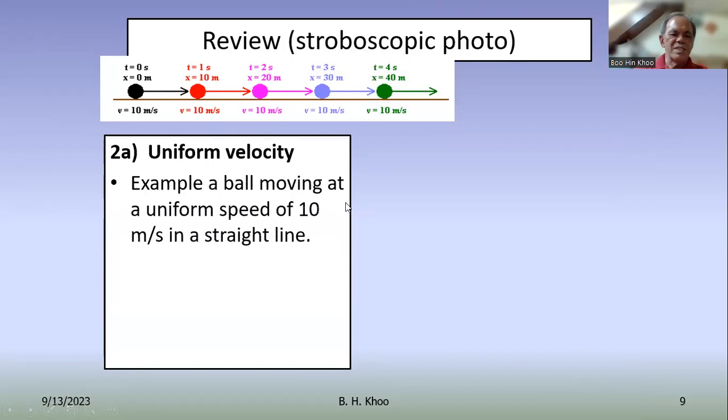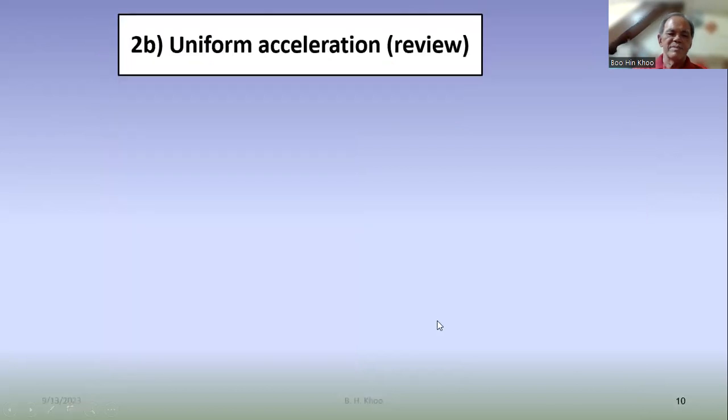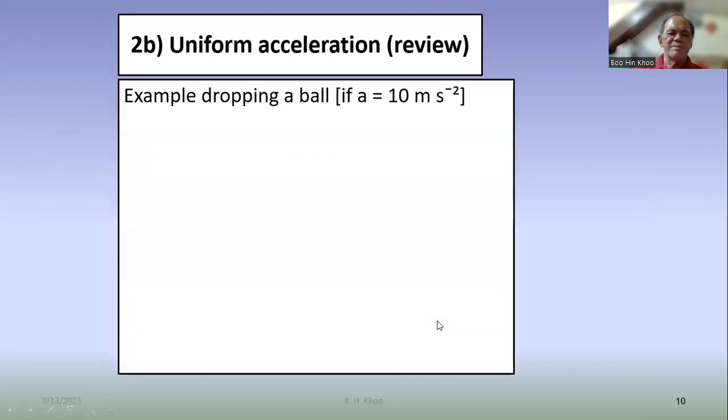So uniform velocity, for example, a ball moving at a speed of 10 meters per second in a straight line. Distance traveled every 1 second is 10 meters. Then we use our equation to calculate x equals ux times t. The x is for the x direction, for horizontal velocity.